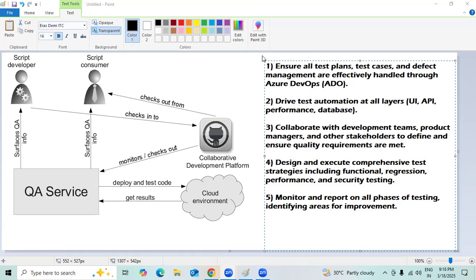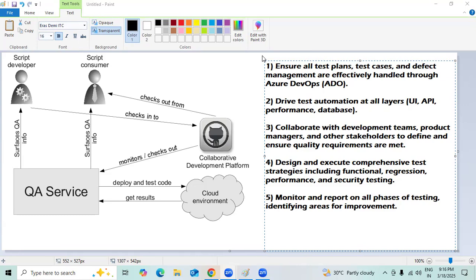Next, we must know about implementing as well as designing different test strategies, which include all the functional testing. At the same time, regression, meaning if any changes happen, how can this be addressed? So those all come under the regression part. Along with the regression, it can be performance and security testing. Everything we have to design and execute accordingly.